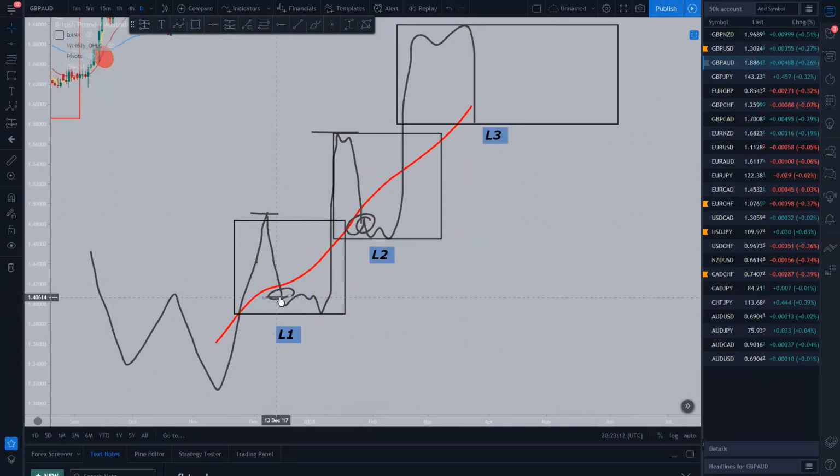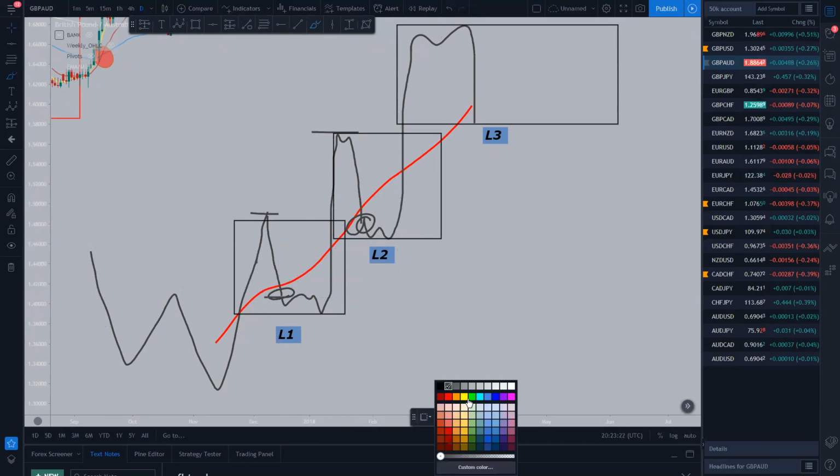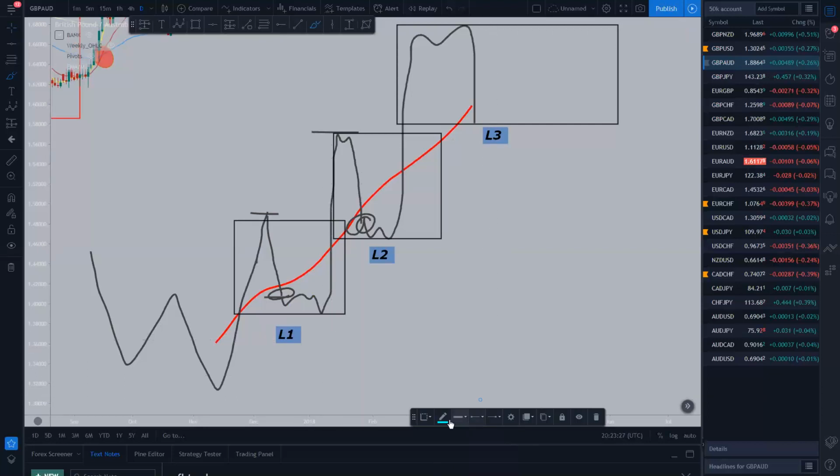So that's how I've used moving averages. The first moving average that you need to understand is the red, which is the 13 EMA. The second moving average you need to understand is the blue moving average. The blue is the 50 EMA.